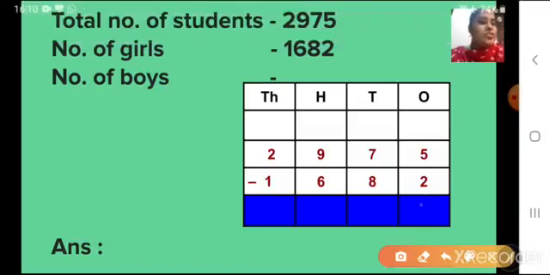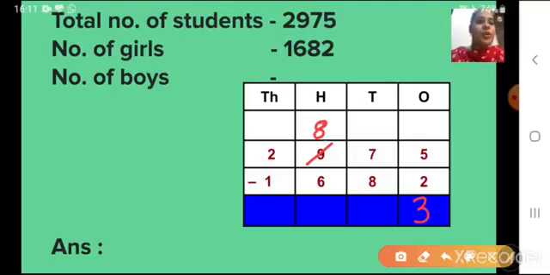5 minus 2 is 3, right? Then 7 minus 8. Now it is not possible. 7 is smaller than 8. So we will borrow from the hundreds place. At the hundreds place we have the number 9. So 9 minus 1 is 8. We'll cut 9 and write here 8.